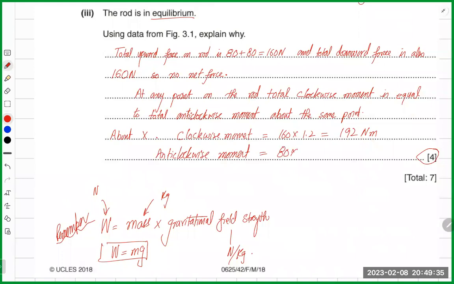Hence, rod is in equilibrium. So I have calculated the clockwise and anti-clockwise turning effects and showed that there is no net turning effect. Hence, this rod, this system is in equilibrium. Hope you understand. Yes, sir.